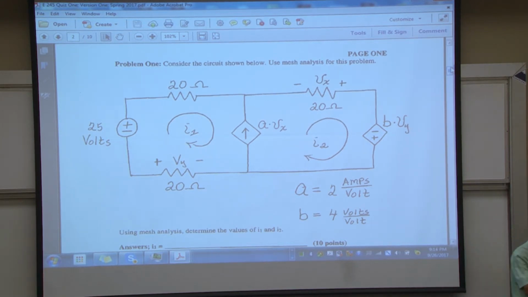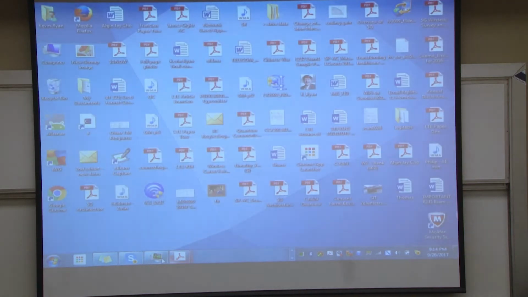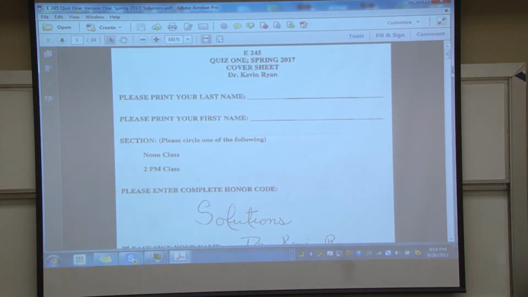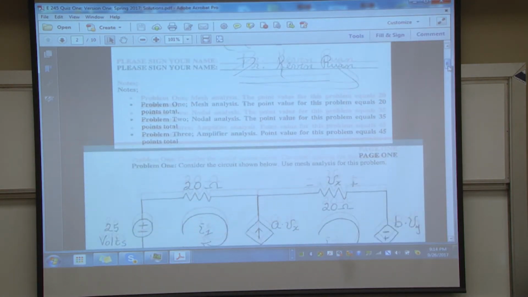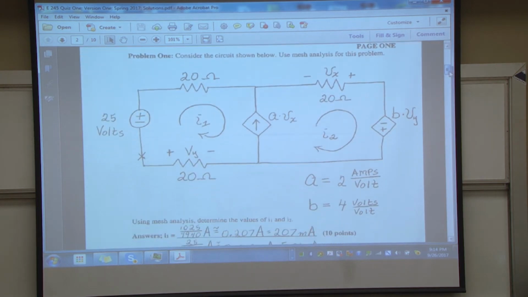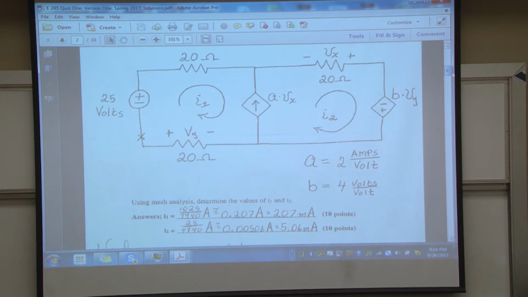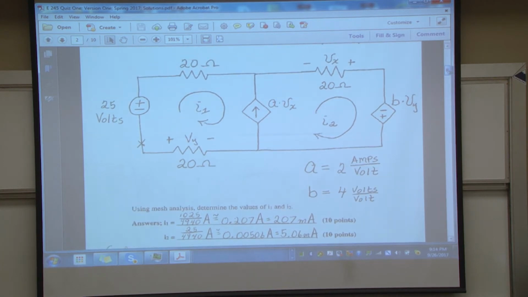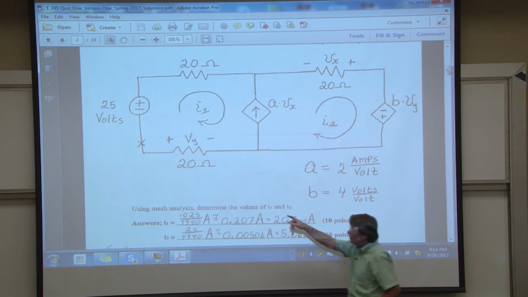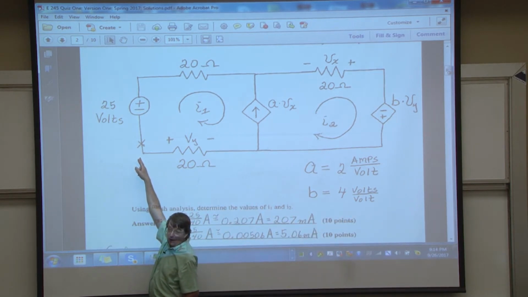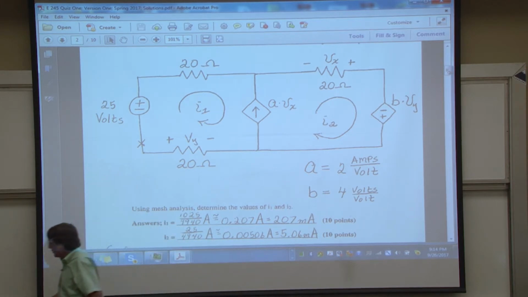So let's look at the solutions. Okay, the solutions are posted. Quiz 1, Spring 2017, solutions. And the first thing we do is use a super mesh. Now, I won't be giving you this little X on the exam, so you can start anywhere you want. But that's my marker. That's where I start.